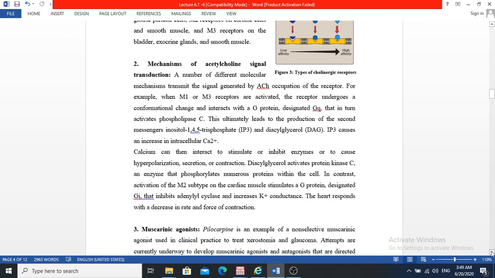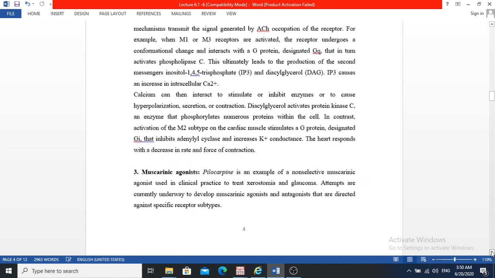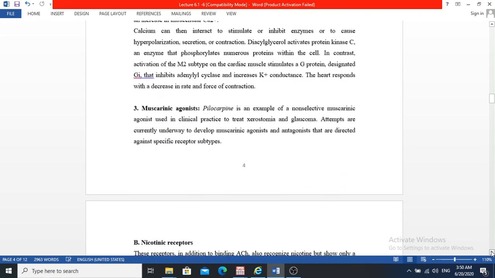In contrast, activation of the M2 subtype on the cardiac muscle stimulates a G protein designated Gi that inhibits adenylyl cyclase and increases potassium conductance. The heart responds with a decrease in rate and force of contraction. So it has an inhibitory effect on the heart.